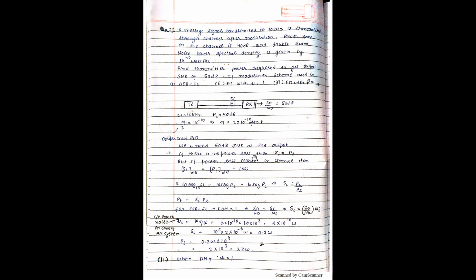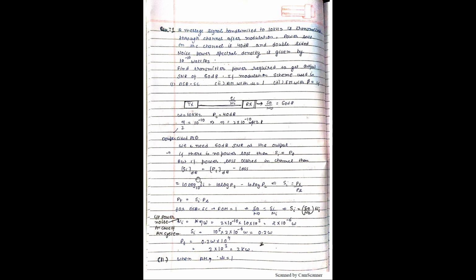Suppose there is no power loss, then whatever amount of power you have transmitted will come to the receiver. But there is a power loss in the channel. That loss is 40 dB. Now, what will this signal be? This signal will be the transmitted power minus whatever the loss in the channel is. This signal power will be power transmitted minus loss.